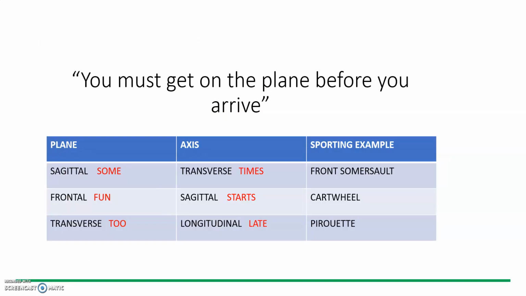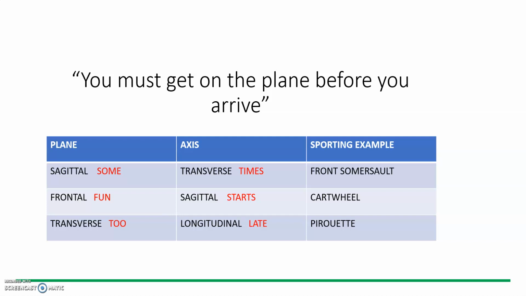Here's a way of remembering all of this. It does seem very daunting. You must get on the plane before you arrive. You might think I've absolutely lost my head. No, you must always look at the plane of movement before the axis. So, for planes, we have sagittal, frontal, transverse. And in red here, I've put some words next to them, and you think, what are they? If you read it as sometimes, so sagittal, transverse, sometimes, fun starts too late, that is an easier way in your mind to work out which plane and axis complement each other with movement.